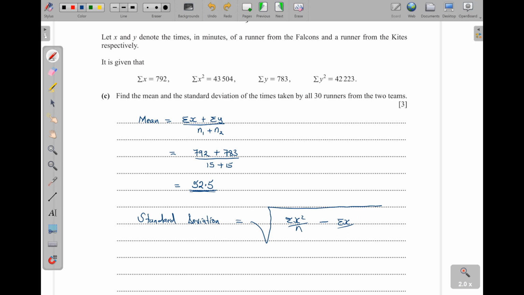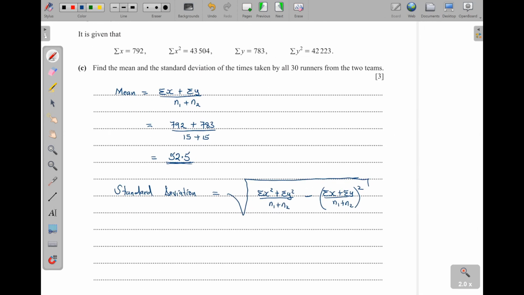But since I'm having two groups, then I'm going to consider both of them, okay? So summation of the squares, that is summation of X squared, then plus the summation of Y squared, then divide by N1 plus N2, then subtract summation of X plus summation of Y over N1 plus N2, and then squared, okay? The mean we have gotten.